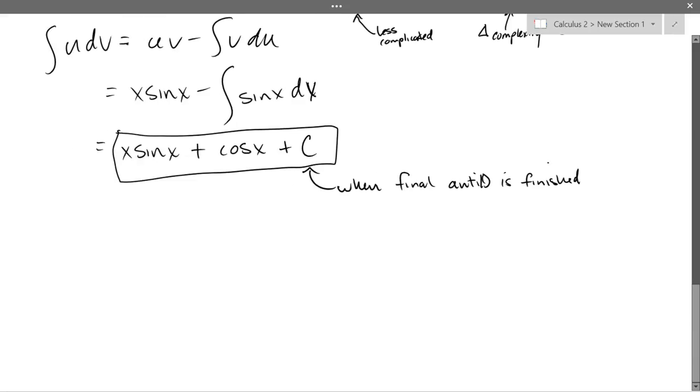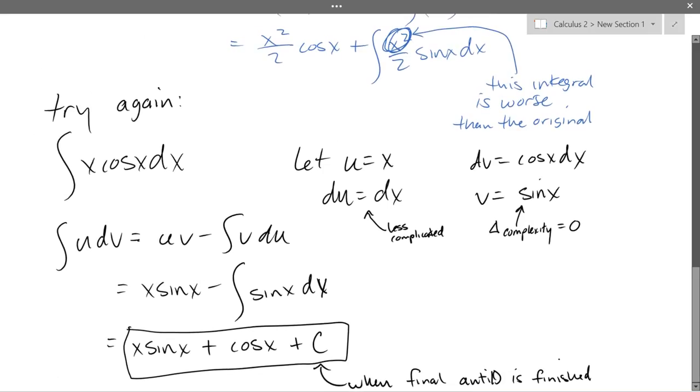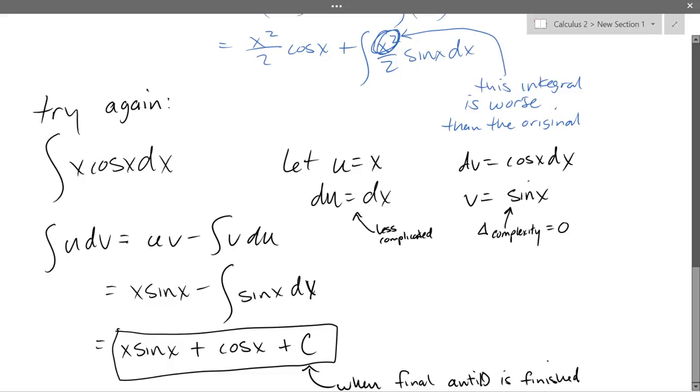That is how a lot of your u substitutions are gonna go. You're gonna realize something's getting better. I'm probably on the right track. If something's getting worse, you're probably not on the right track.